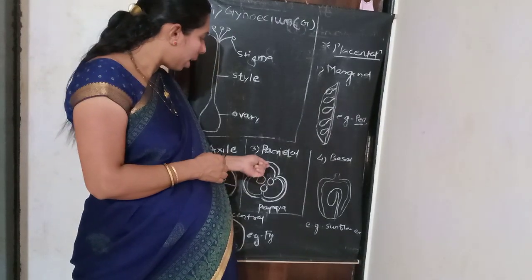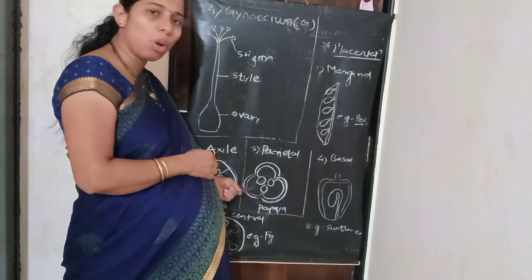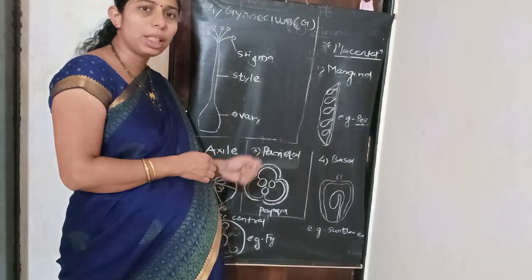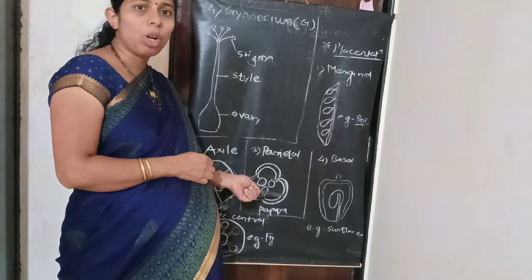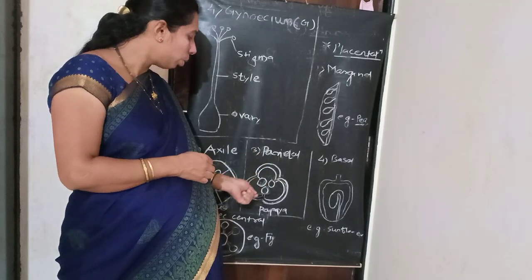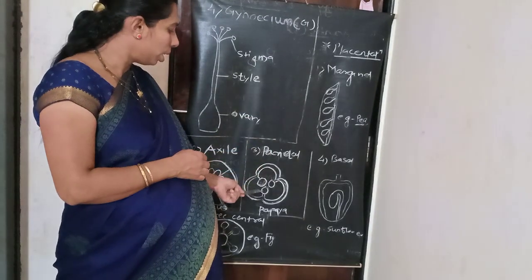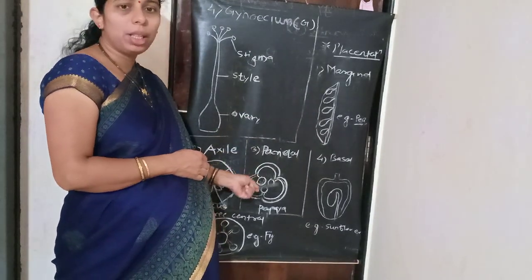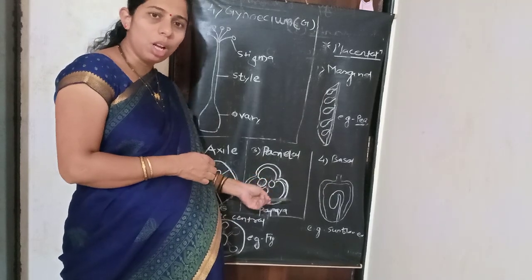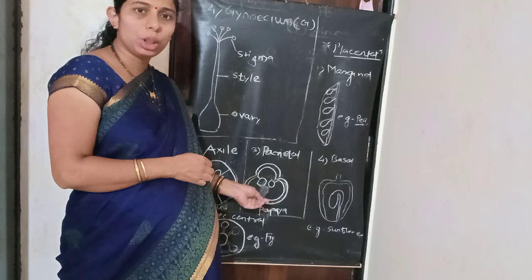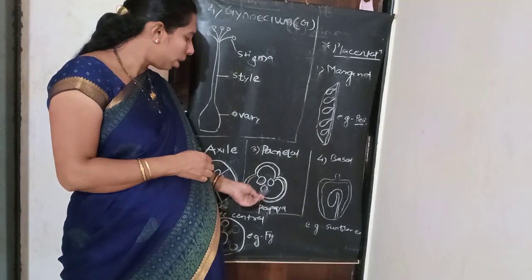Take next one, parietal placentation. Here the single locule is present. Single chamber is there. In that single chamber, on the inner deep side, the ovules are arranged. It is called parietal placentation. That is the inner deep side. So single locule, एकच चेंबर आहे. एका चेंबर मध्ये काय दिसून येतात, ओव्हल्स दिसून येतात. This is called parietal placentation.